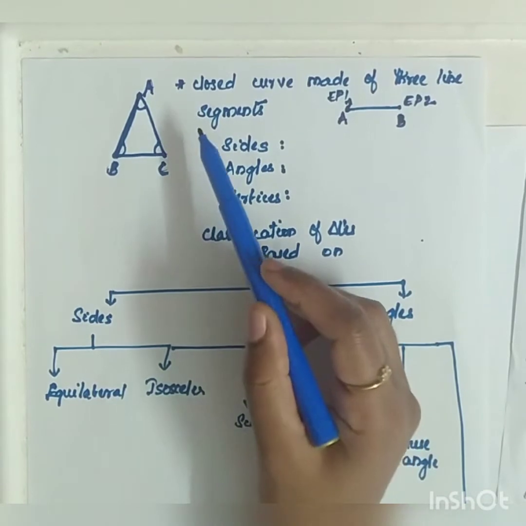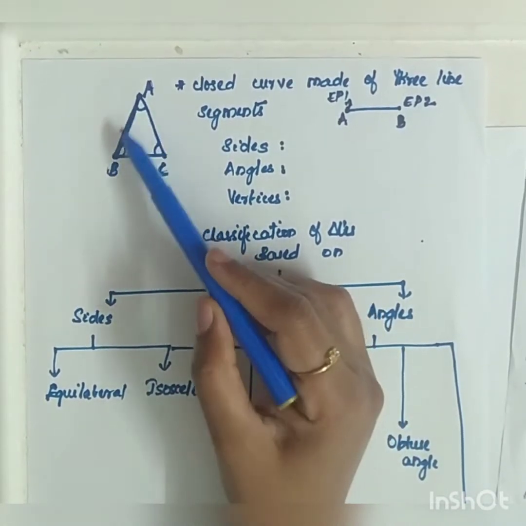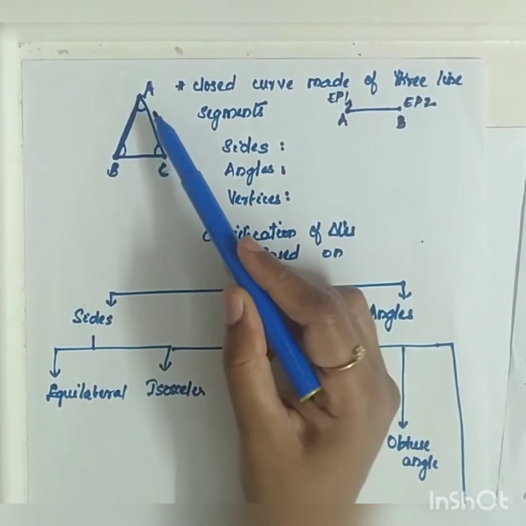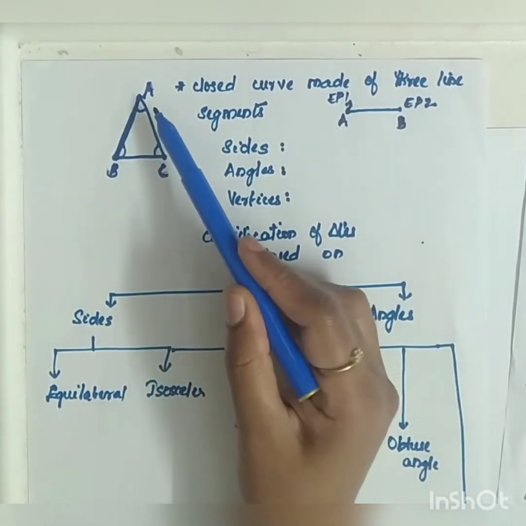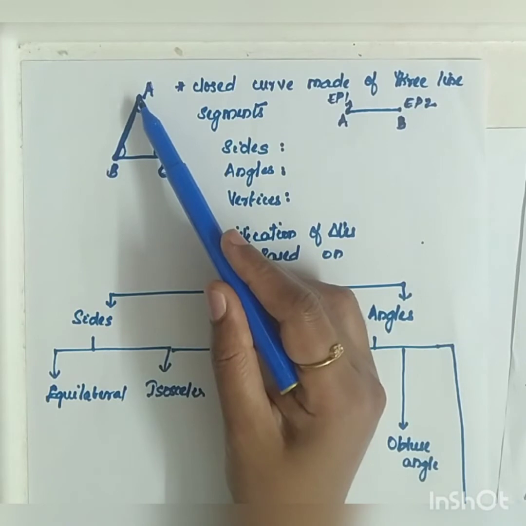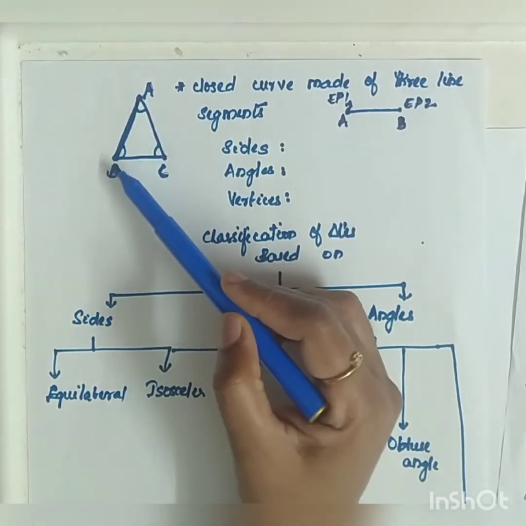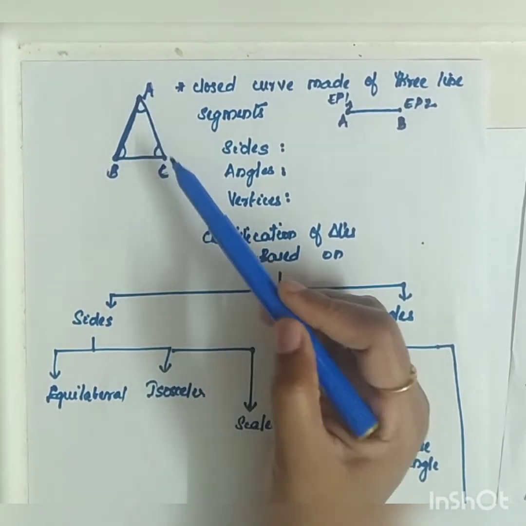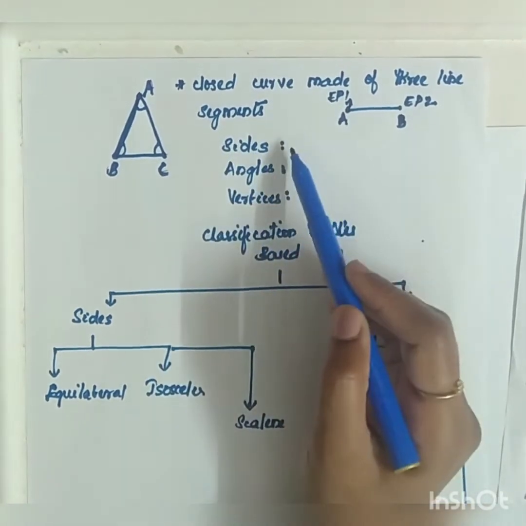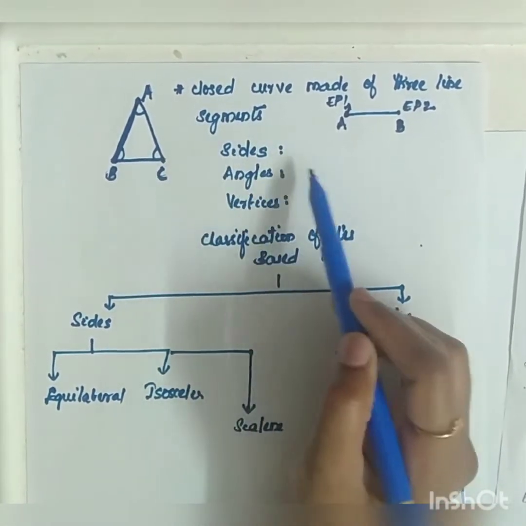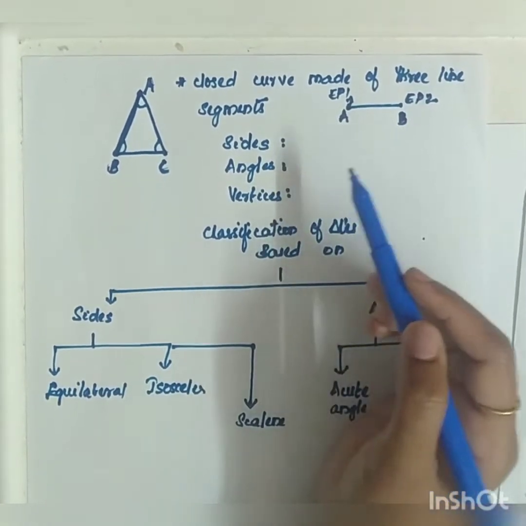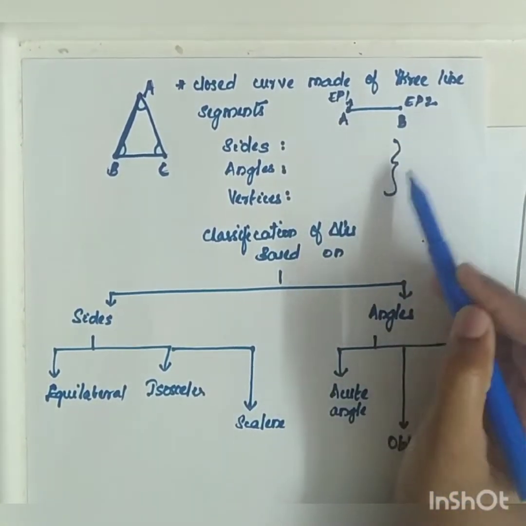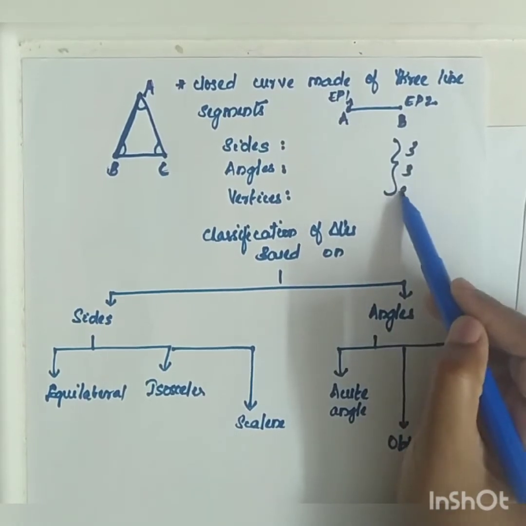So here we have a triangle ABC, which can be defined as a closed curve made of 3 line segments. So what are the line segments? Line segment AB, line segment BC, and line segment AC. Basically the triangle will have 3 sides, 3 angles, and 3 vertices.